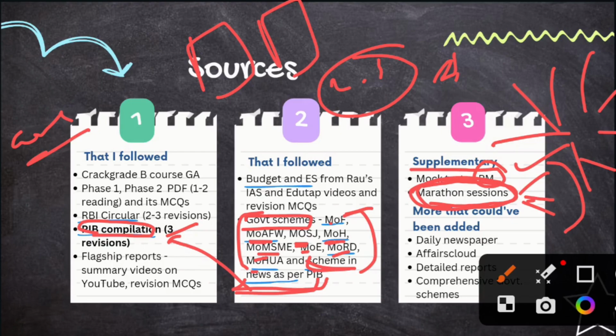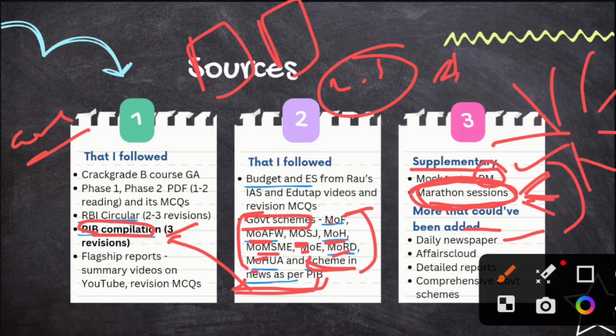Although I feel that in marathon sessions the cost benefit is really less because it is a very intense and stressful session, and maybe you'll get one or two questions after practicing thousands of MCQs. So if you have less time, you can skip this. But if you have got time and you are confident in your preparation, you can also try to follow this.